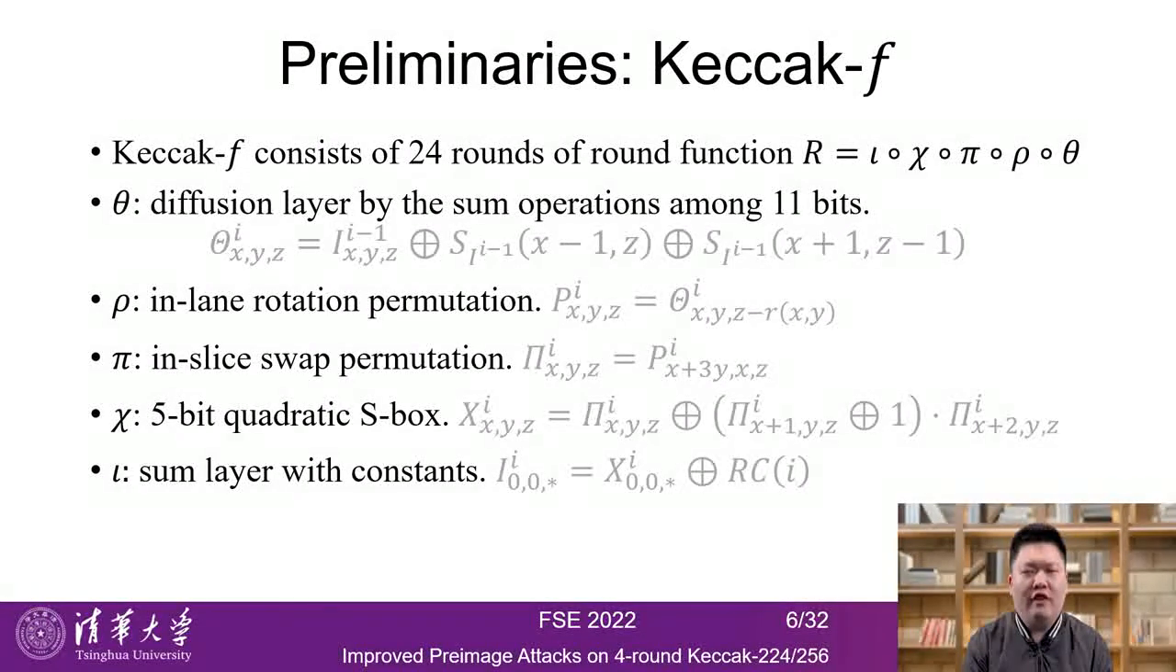Then each execution of Keccak-f consists of 24 rounds of round function R, and each R includes 5 steps: theta, rho, pi, chi, iota. We understand not all listeners are familiar with the Keccak function, so we fade the concrete formulas out and try to highlight the properties of those steps. Theta is the diffusion layer by the sum operation among 11 bits, rho is an in-lane rotation permutation, pi is an in-slice swap permutation, chi is a 5-bit quadratic S-box, which is the only nonlinear step in Keccak-f, and iota is a constant sum layer which can be ignored in linear analysis.